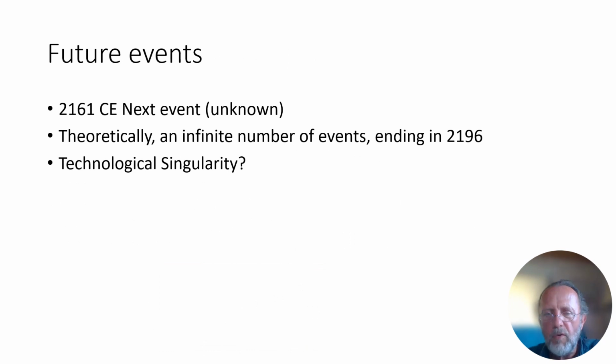So what future events are predicted by this theory? I don't know what the events are going to be, but the next event is scheduled for the year 2161, and the last event for the year 2196, and in between there should be an infinite number of events, but they will get infinitely small as they approach the end date. Whether this is the technological singularity or not, I think it's going to be a different event. I don't think it's going to be where machines evolve themselves and take over.